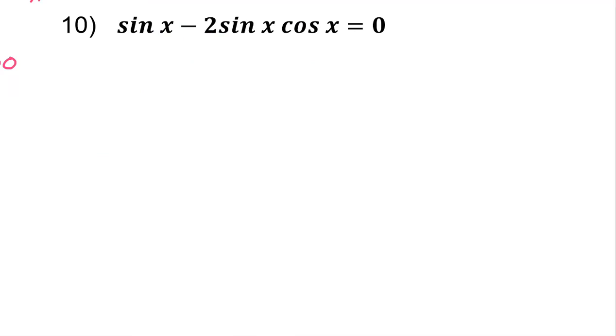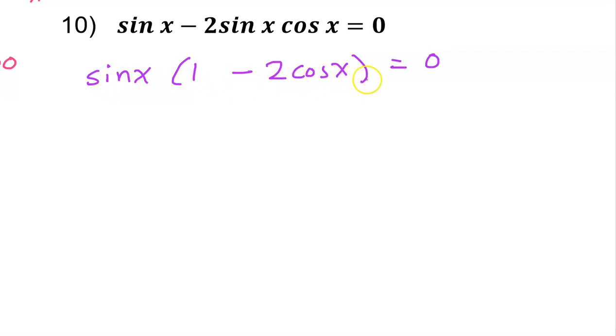For problem number 10, I'm noticing that we have a common factor in both terms, sine x. So when you have a common factor, you really want to pull that factor outside of parentheses. That's going to leave 1 where the sine x was, and minus 2. All right, this sine x is out front now, but I still have my cosine x. So this is what would be left inside the parentheses.